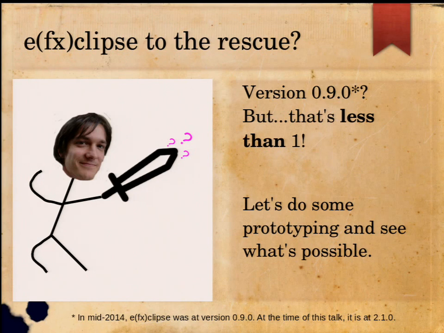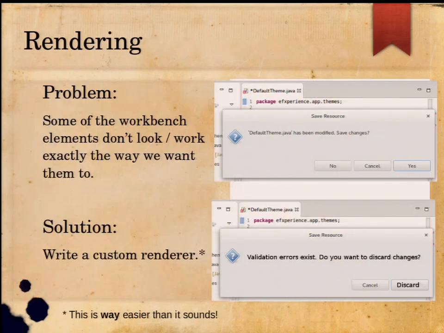It's worth noting that the current version of FX Clipse is 2.1, so there's been a lot of movement since mid-2004, at least in the version numbers, and also in the functionality. So the first issue that we stumbled upon was rendering when we were doing our prototyping. Some of the workbench components didn't work exactly the way that we wanted them to, or they didn't look exactly the way we wanted them to. So we weren't sure quite what to do about that, how to configure it.